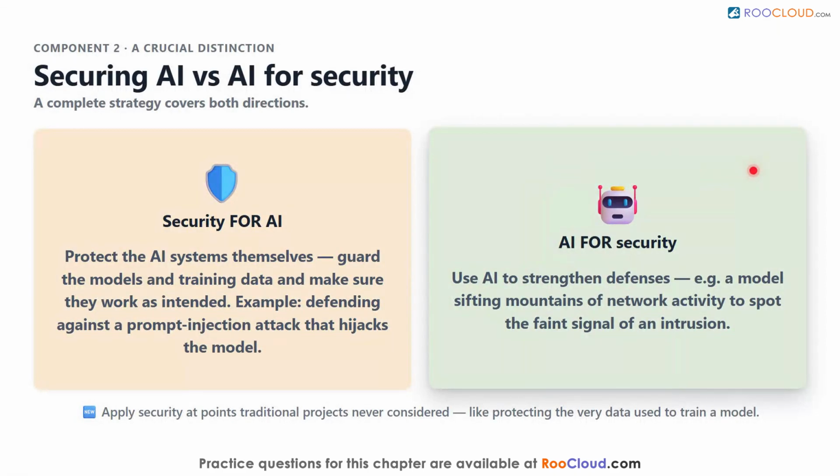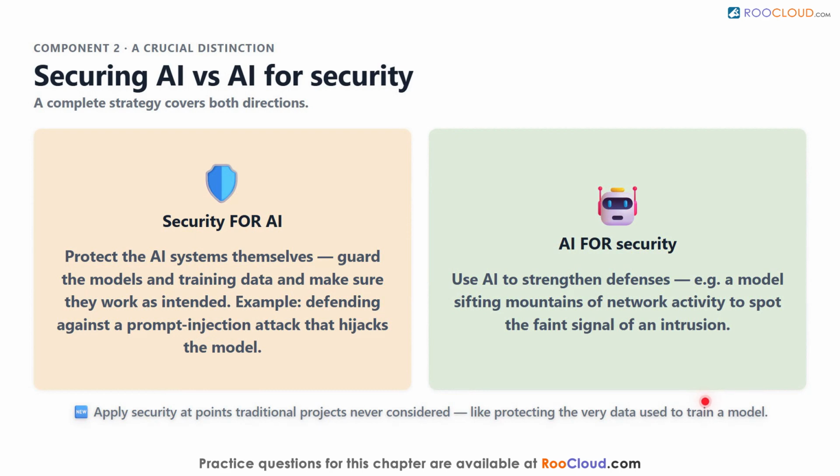AI for security is the reverse, using AI to strengthen your defenses, such as having a model sift through mountains of network activity to spot the faint signal of an intrusion. A complete strategy must cover both directions, and it must apply security at points in the AI process that traditional projects never considered, like protecting the very data used to train a model.